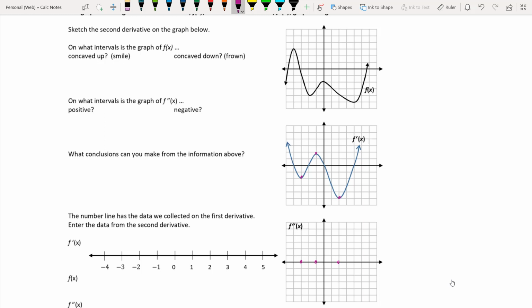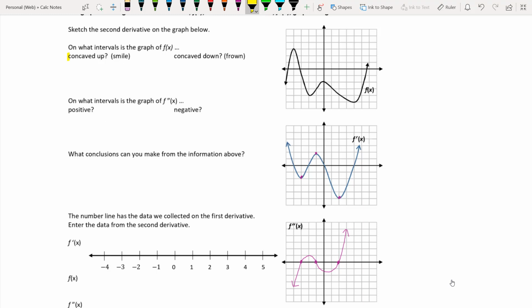F prime of x is decreasing, which means my second derivative is going to be negative. Then it goes to increasing, so my second derivative is positive. Then back to decreasing, so I'm negative. And then it's increasing, so I'm positive until infinity. So there's my second derivative. It says on what intervals is the graph of f of x concave up and concave down. So I'm going to highlight those again.